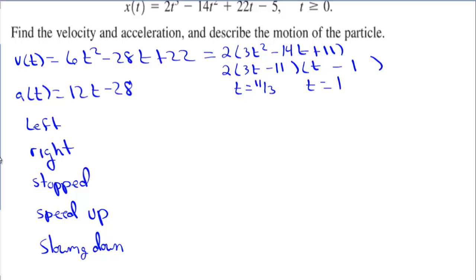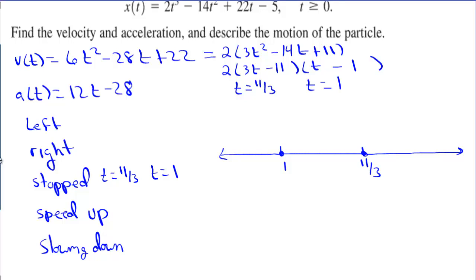That's where the function is, or that's where the particle is stopped. So we can say t equals 11 thirds, t equals 1. Now let's put those values on a number line. We have 1 here, and we have 11 thirds here. Let's look at going right and left. Maybe we test 0. 11 thirds is 3 and 2/3. So 2 and then 4.